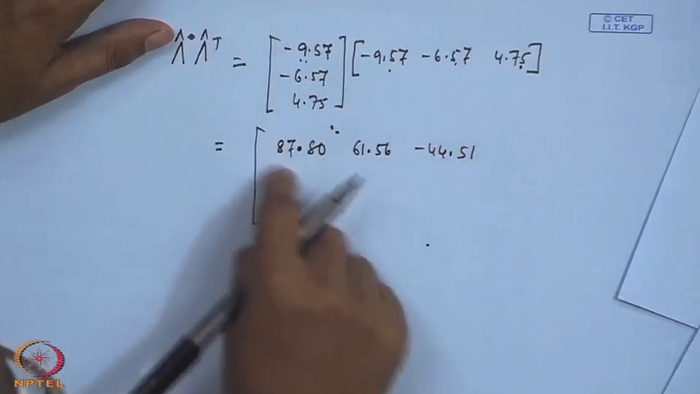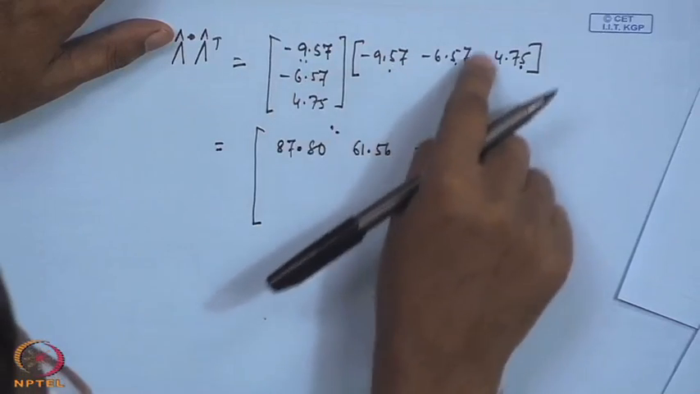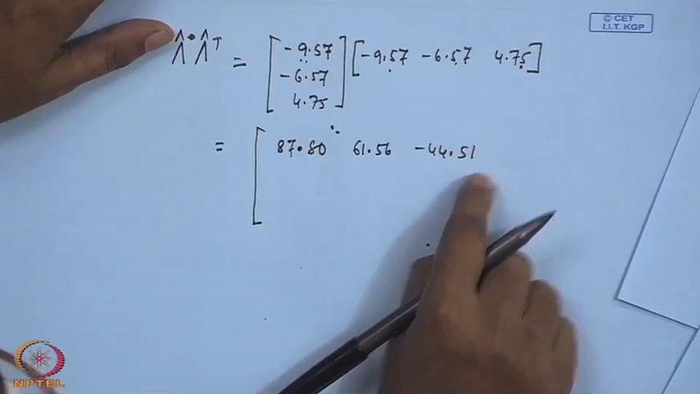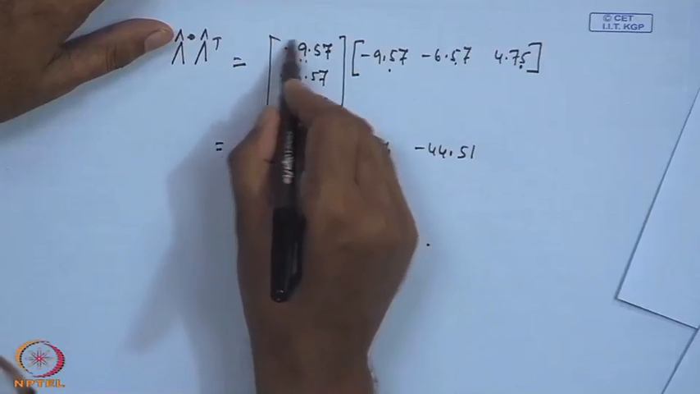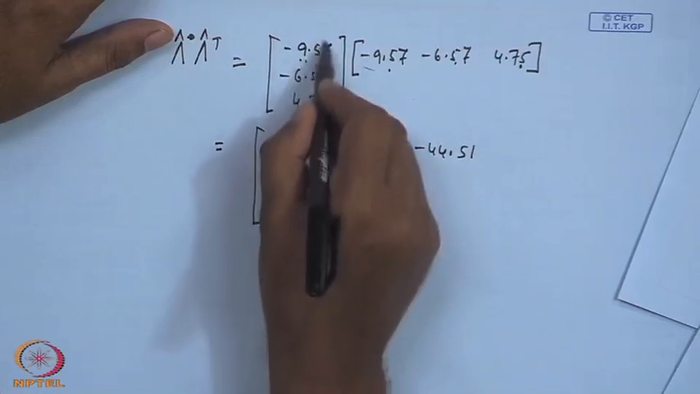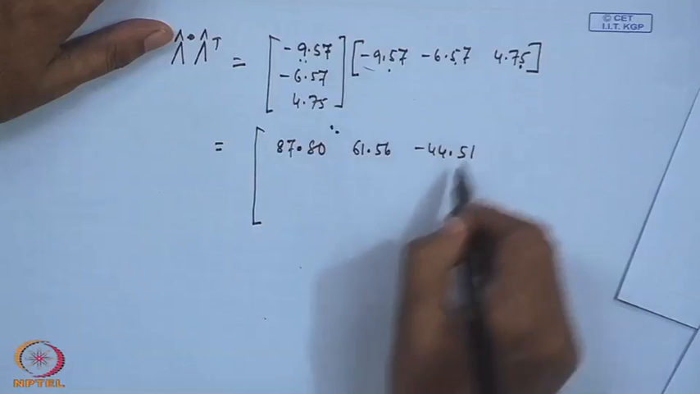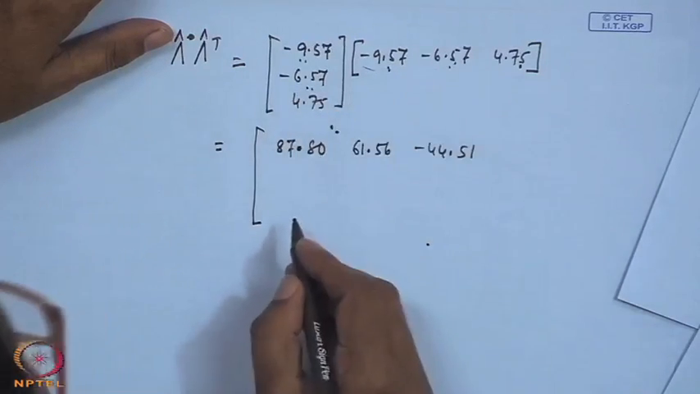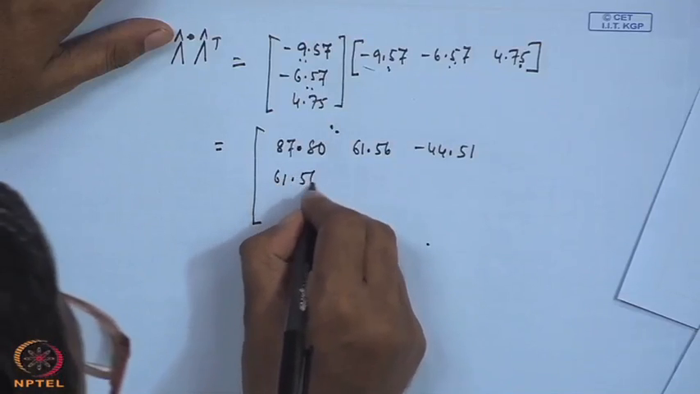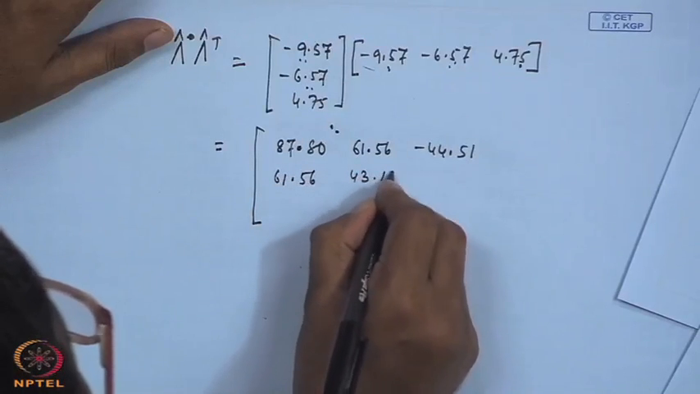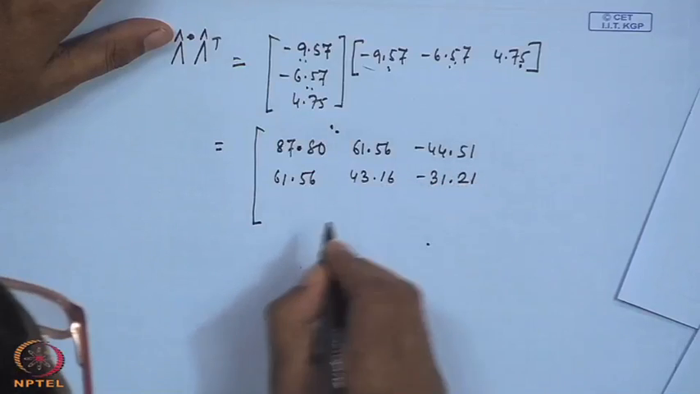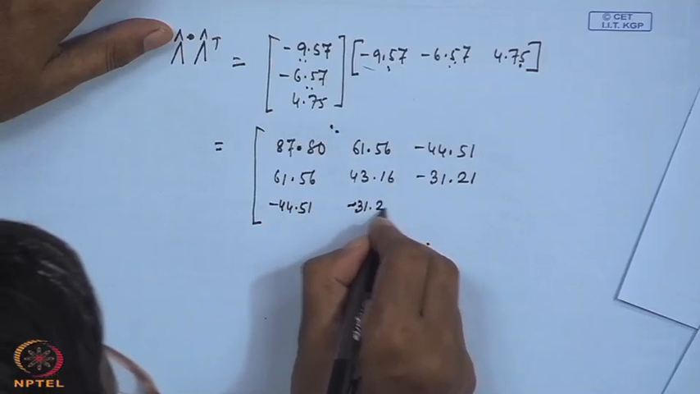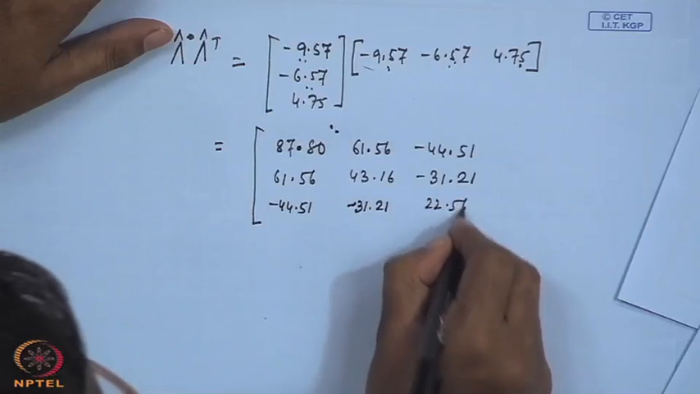9.57 into 9.57 is this, minus 9.57 into minus this one, minus into plus is minus, that is the way. So I repeat again, minus this into minus this is this, minus this, this. In the same manner, this cross this cross this, you will be getting values like 61.56, 43.16, minus 31.21, then minus 44.51, minus 31.21, 22.56.